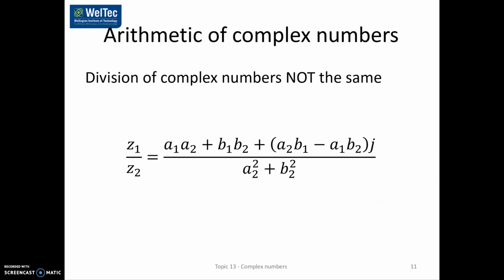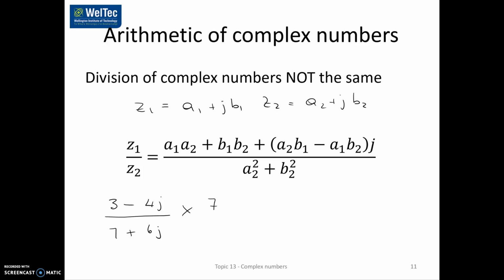We could do division this way, and it's a nasty formula, and that would be where z1 equals a1 plus jb1 and z2 equals a2 plus jb2. But what is an easier way of doing this is that we say the division is multiplying by the complex conjugate. So if we've got 3 minus 4j over 7 plus 6j, to do the division we multiply top and bottom by the complex conjugate. Whoops, that's a 6.